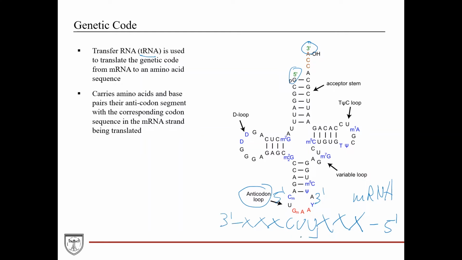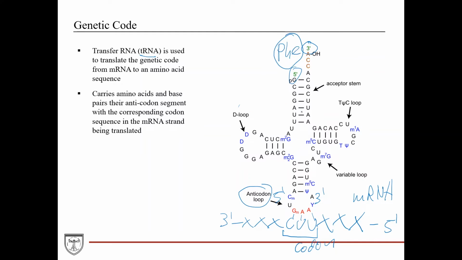So UUC is the codon, okay? And it's base pairing with the anticodon like this. Now this codon actually codes for phenylalanine. So this tRNA is going to be carrying the phenylalanine that corresponds to this codon.